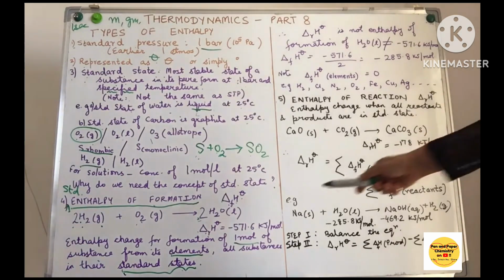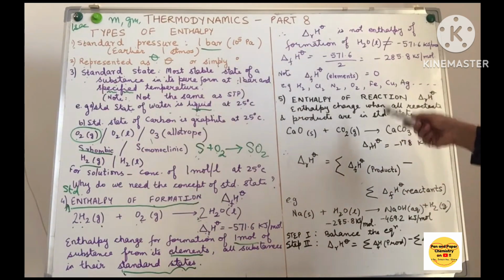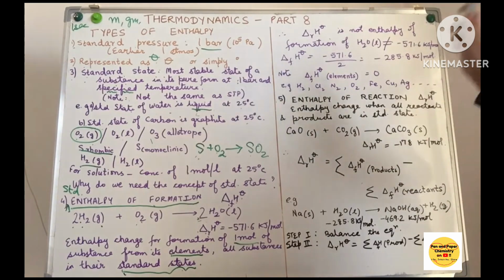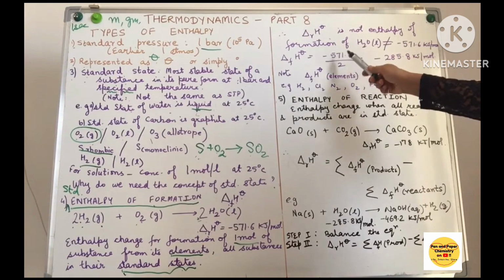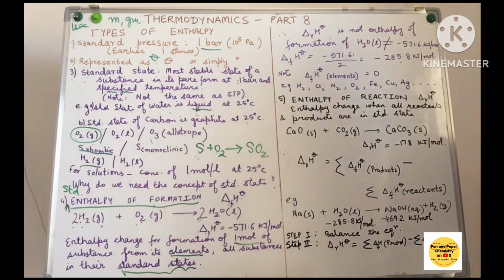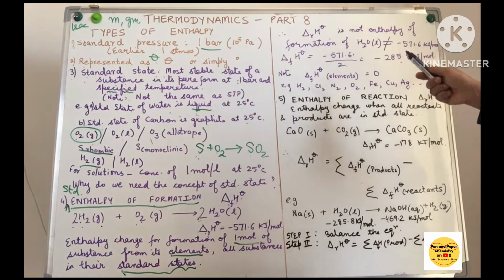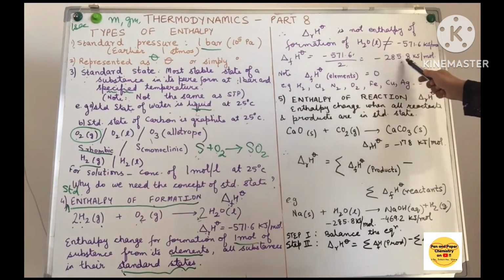Yes, you are given the enthalpy of formation for 2 moles of water. So what will be the standard enthalpy of formation for 1 mole of water? Simply use mathematical skills. If for 2 it is this much, for 1 it will be divided by 2, giving you a value of negative 285.8 kilojoule per mole. That means the enthalpy change which takes place when 1 mole of water is formed from its elements, when all the reactants and products are in their standard state, is negative 285.8 kilojoule per mole.